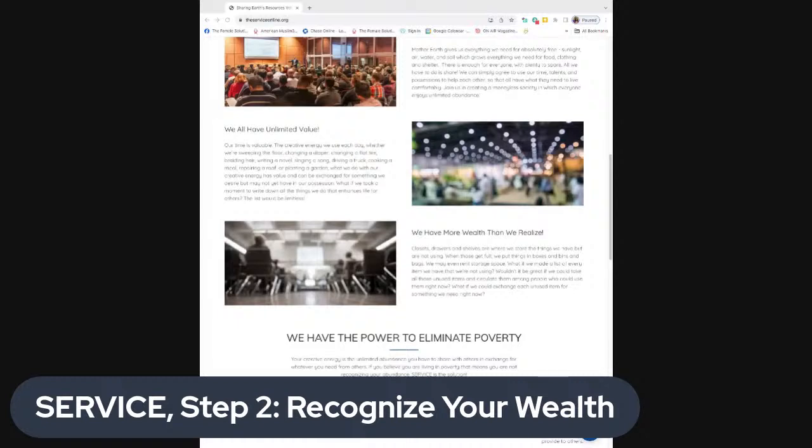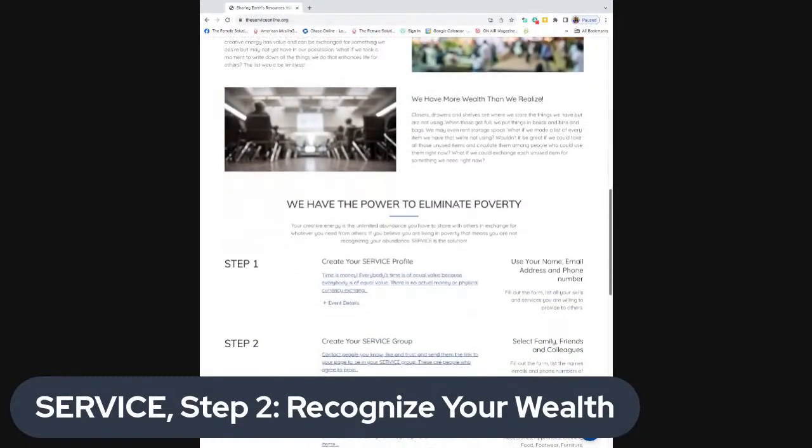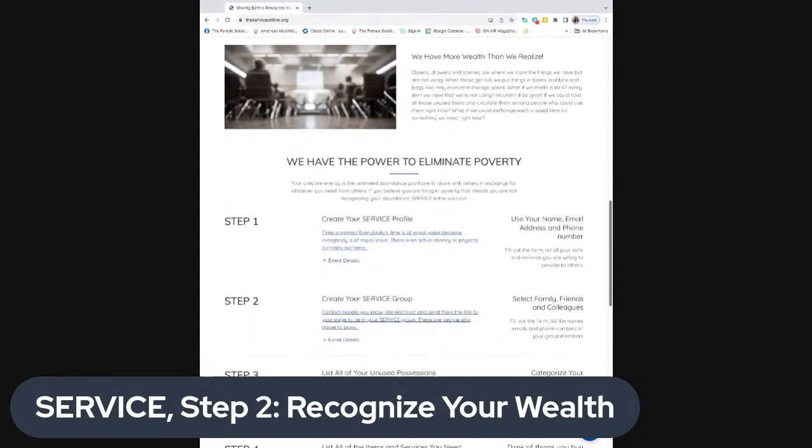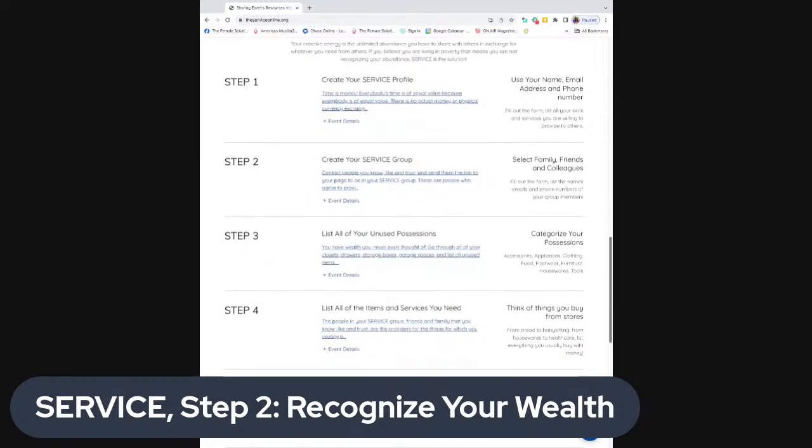of creating your own service account and your own service profile, which indicates who you are to those that you're going to be trading with and interacting with and living free with. And you're going to be able to see the tremendous amount of wealth that you, in fact, do possess. Because as you go through this process, you will get a chance to undo the programming that makes you believe that you don't have enough.